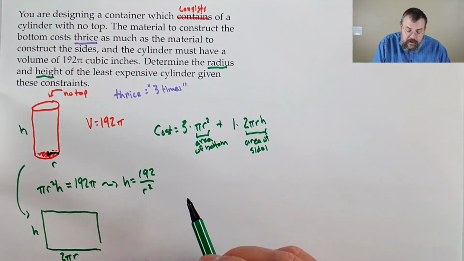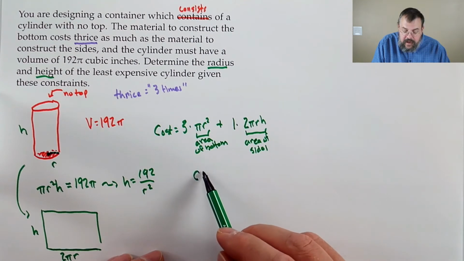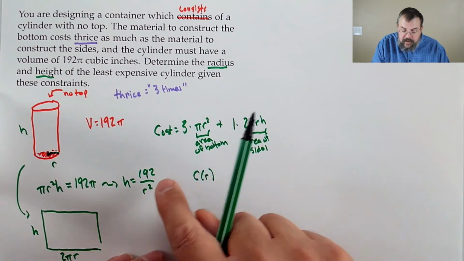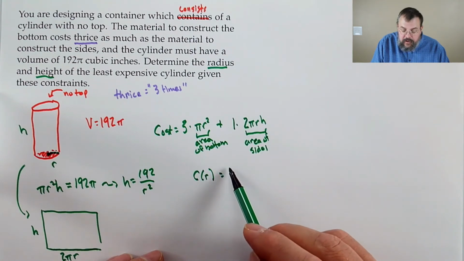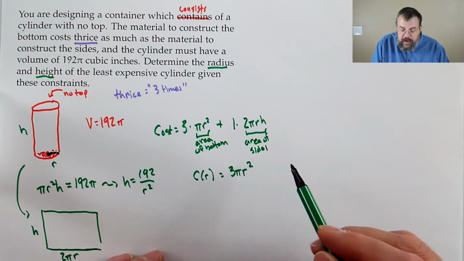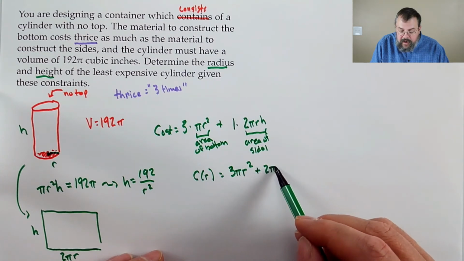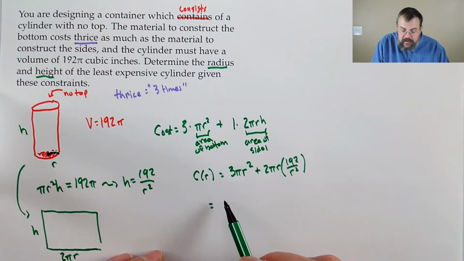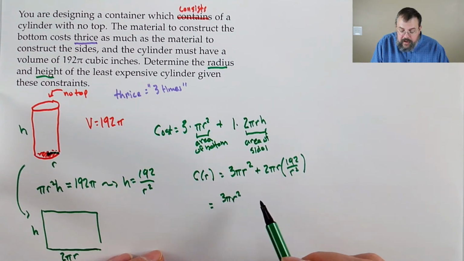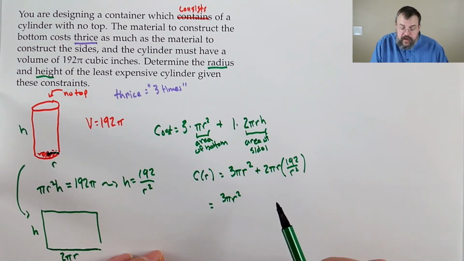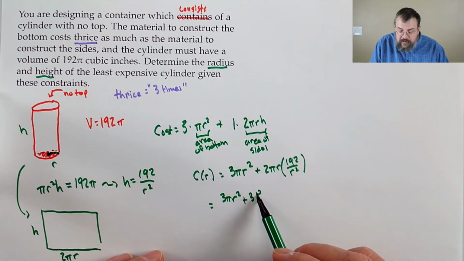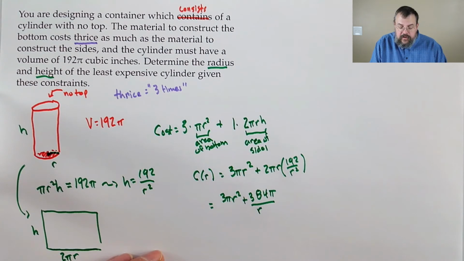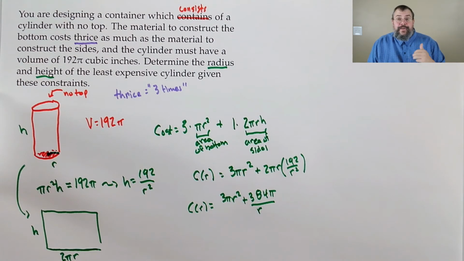Okay, so we can say now our cost function as a function of just r, because we're going to replace the h, is 3 pi r squared plus 2 pi r times 192 over r squared. Or if you like, that's 3 pi r squared, and 2 times 192 is 384, so plus 384 pi divided by r, because there's an r over r squared. So now we have our cost function down to one variable, so we're ready to take a derivative.